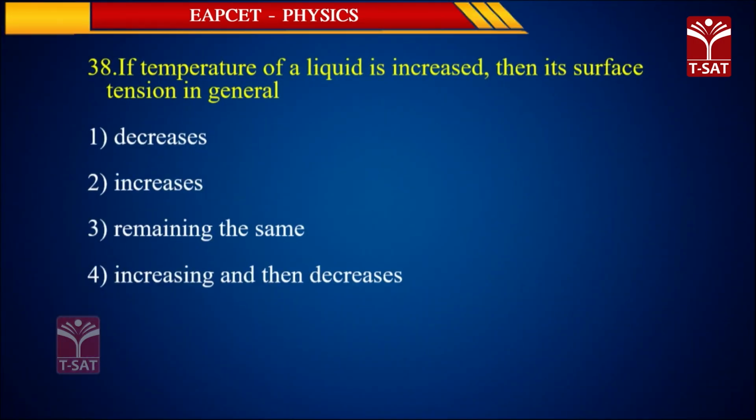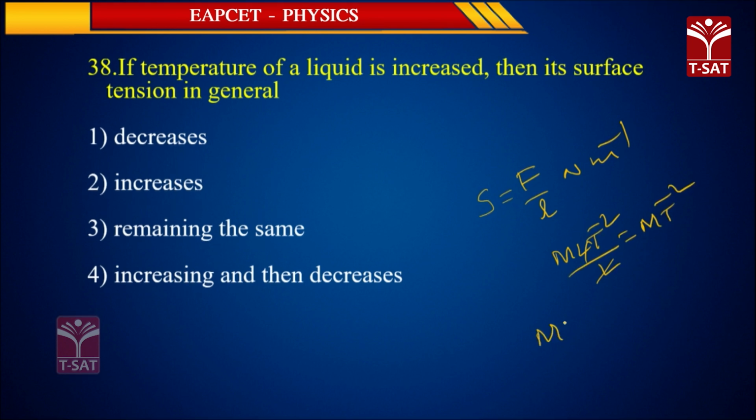Already you know that the surface tension S is equal to F/L. The unit length acting force is known as surface tension. S is equal to F/L. Okay, Newton per meter. Dimensional formula ml T⁻² L. LL get cancel, m T⁻². You can also write that m¹ L⁰ T⁻². This is the dimension formula of the surface tension.